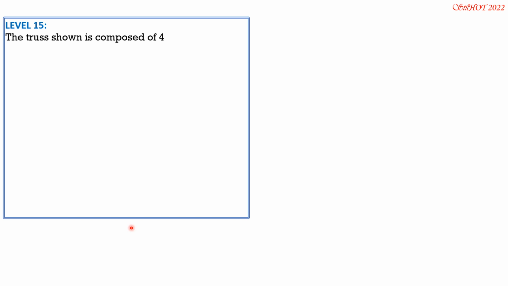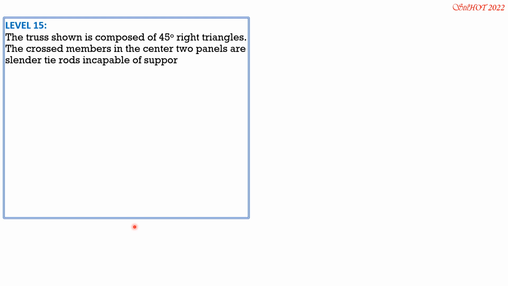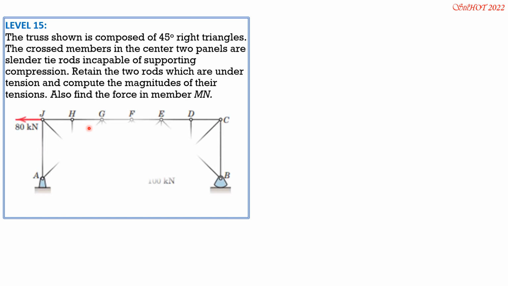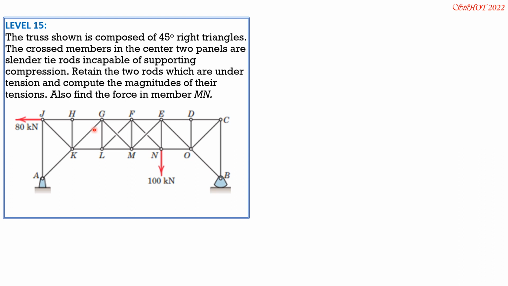The truss shown is composed of 45-degree right angles. The cross members in the center two panels are slender tie rods incapable of supporting compression. Retain the two rods which are under tension and compute the magnitudes of their tensions. Also find the force in member MN. So we can tell if these diagonal members are in tension or in compression. If they are in compression, then it is 0 automatic.